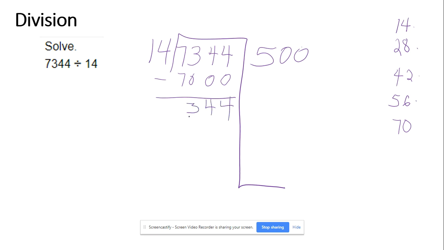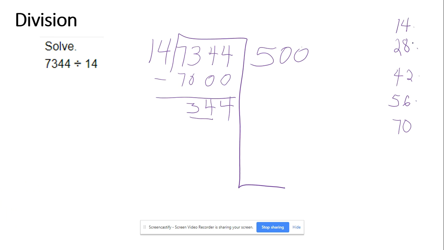We have 300s here. But I can't easily put 300s into 14 groups without splitting these up a little bit. So I'm going to have to look at the tens. I see I have 34 tens. I'm going to get rid of the hundred here and think of 34 tens. I can definitely split that into 14 groups at least once.